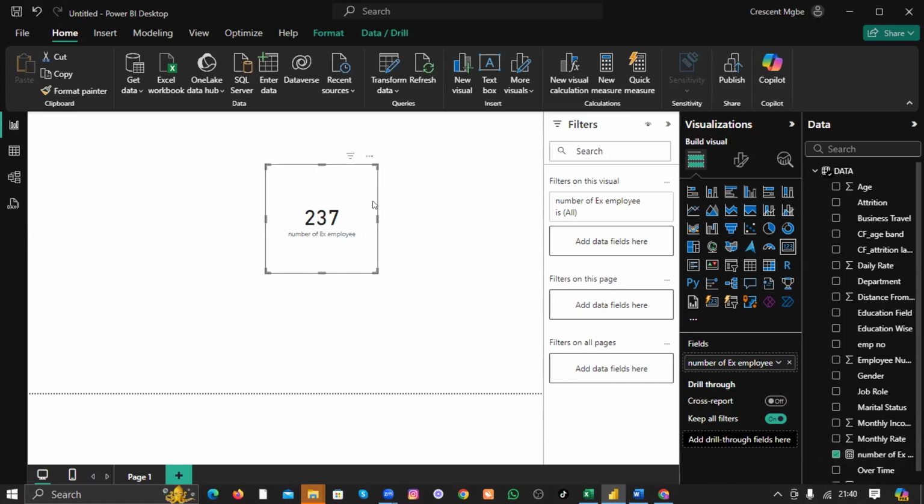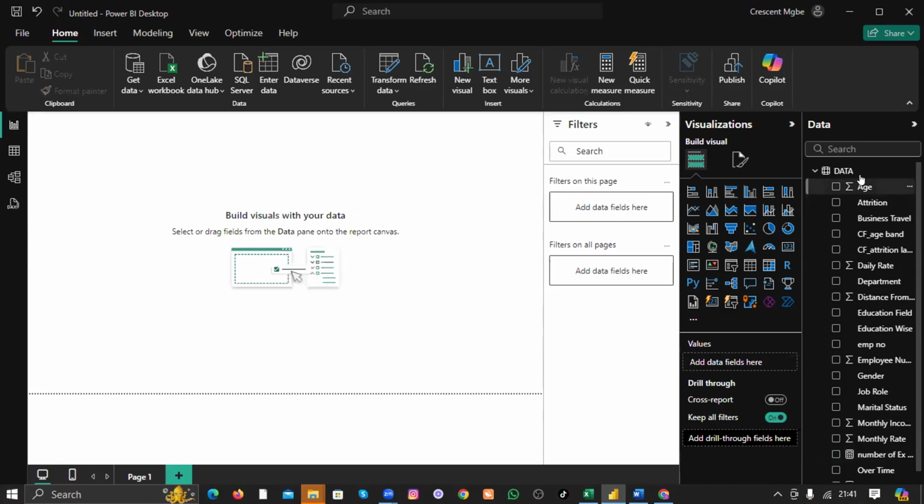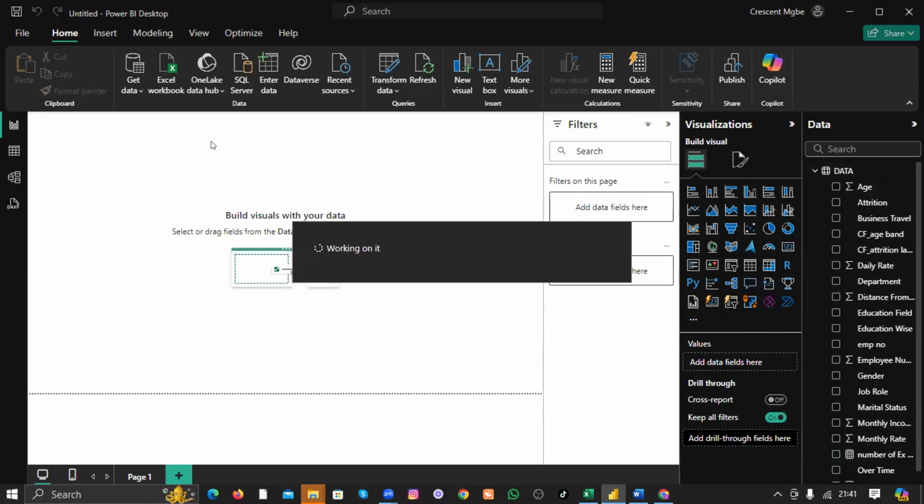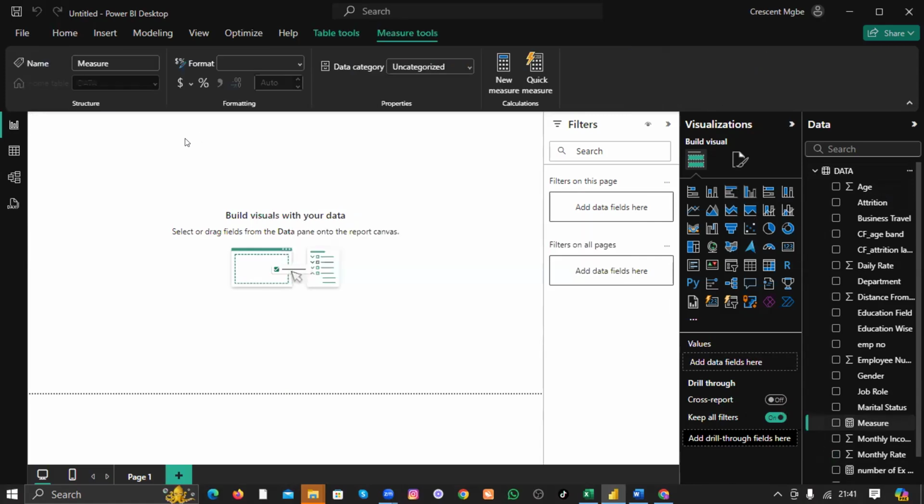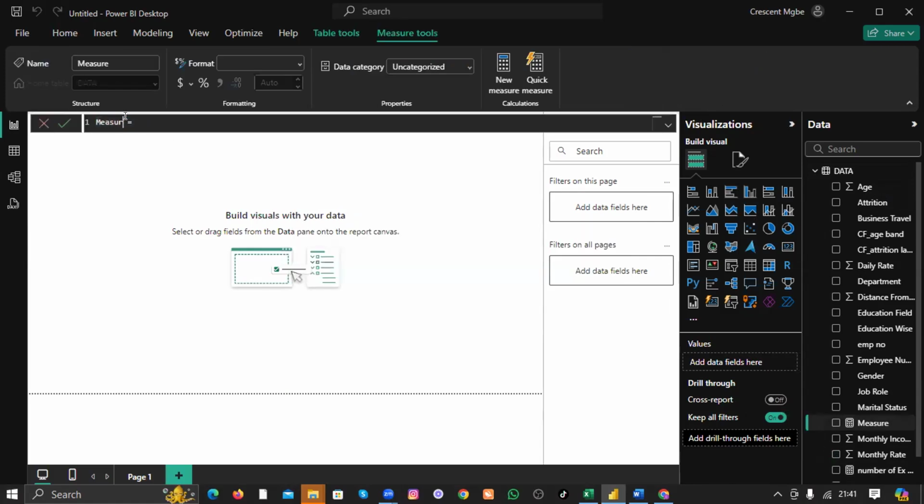So we also want to get the active employees, those that are still with us, through a measure. Come back here and do a new measure. Then you call that measure name number of active employees. Please, if you have any question, just ask, so that you don't get confused. So now, how do we get the number of active employees? The same way we got it for the ex-employee.